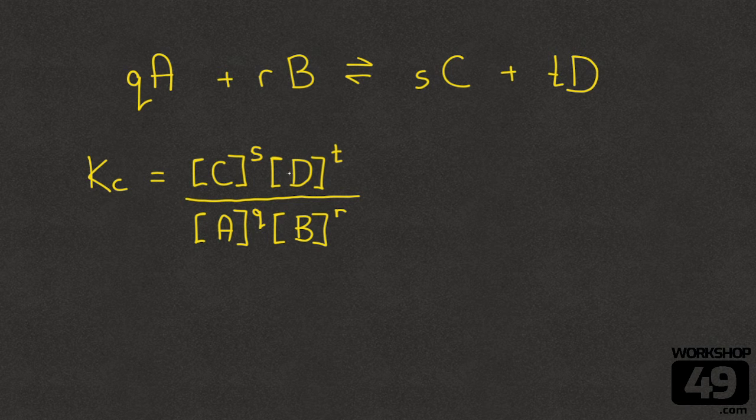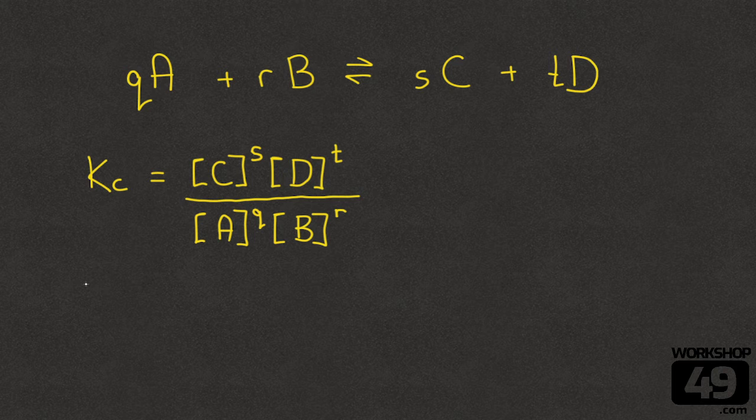You put the products multiplied on top, as long as it's their concentrations, and you raise each product's concentration to the power of its coefficient. On the bottom, we put the concentration of each reactant multiplied together, and each reactant is raised to the power of its coefficient. Now let's go and try a real-world example here.